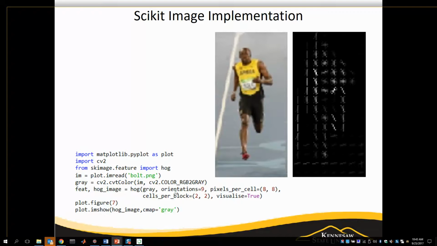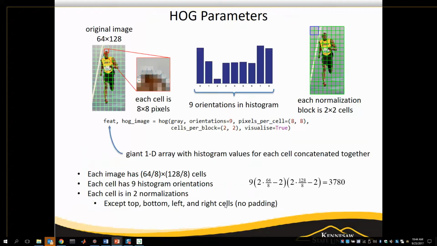I set up these parameters, which I'll talk more about on the next slide, including the number of orientations, and visualize true. That will return this second value, the HOG image, which is what I've displayed here on the screen. It'll always give you the feature vector, but it'll only give you the HOG image if you do visualize true. Okay? So in this particular situation, I have 9 orientations of the histogram. That's why there's the 9 here. I have 8 by 8 pixels per cell, and I have 2 by 2 cells per block.